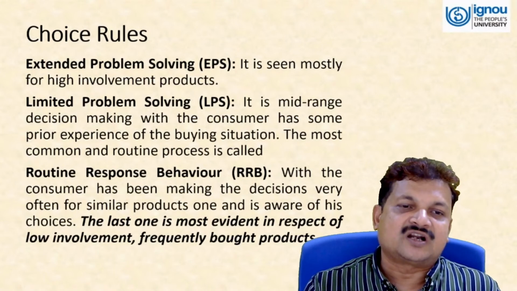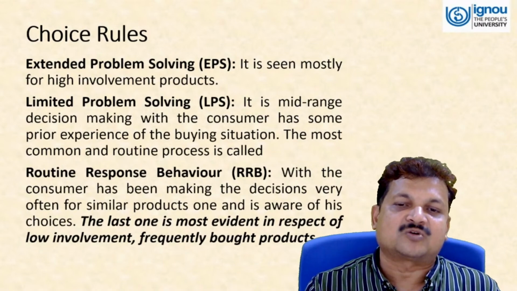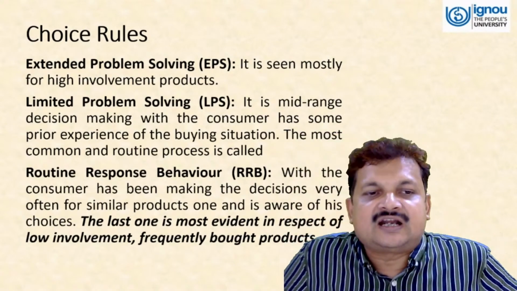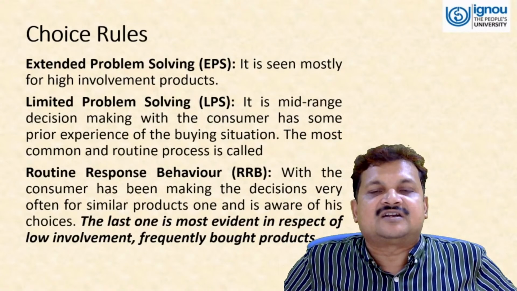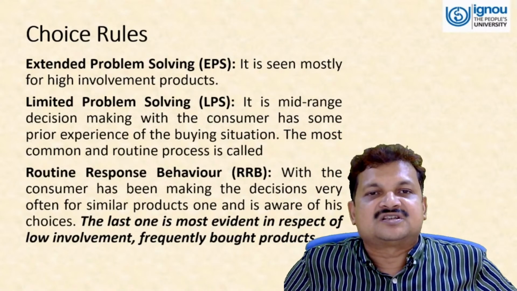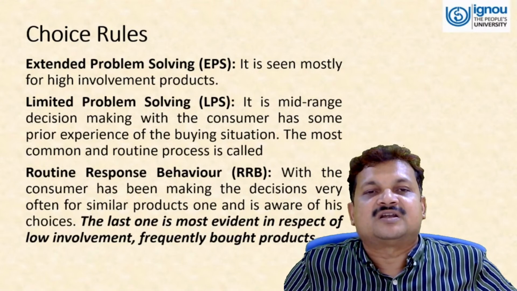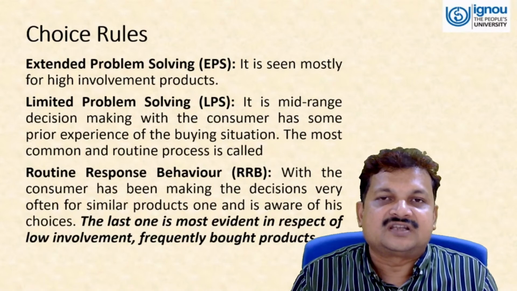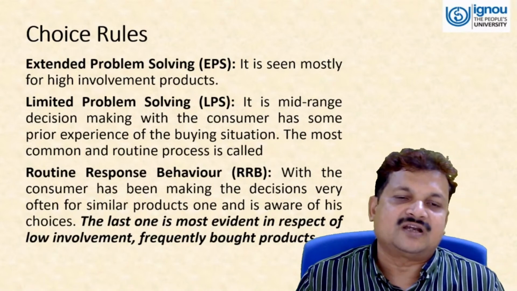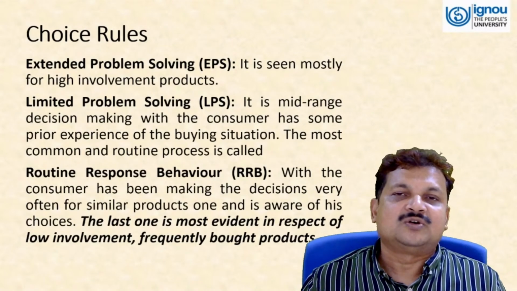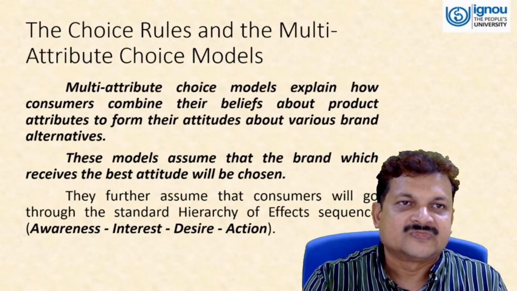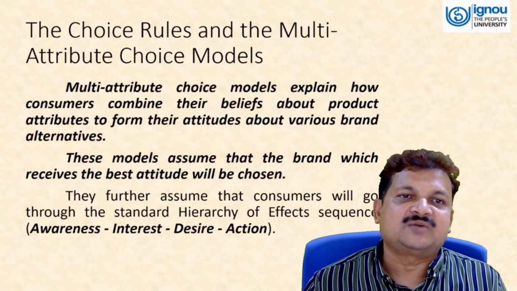Routinized response behavior, as I said, is the last one, most evident with low involvement, frequently bought products. You have purchased this kind of product earlier, so you have the knowledge regarding it. Let us say you are purchasing a bike. You have purchased 2-3 bikes or 2-3 cars earlier, so you know everything and only want to verify a few attributes. Those attributes you check with the new brands of car or new products, and then you verify. Now, the choice rules of the multi-attribute choice model.